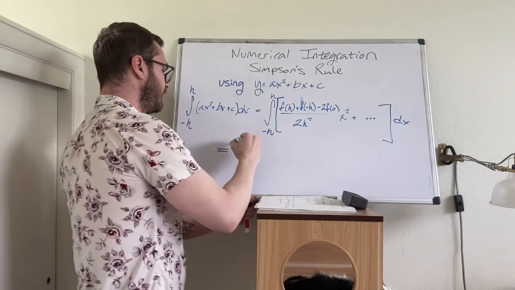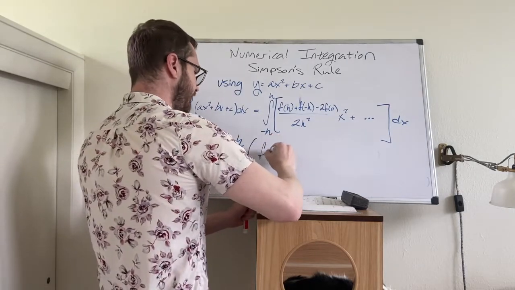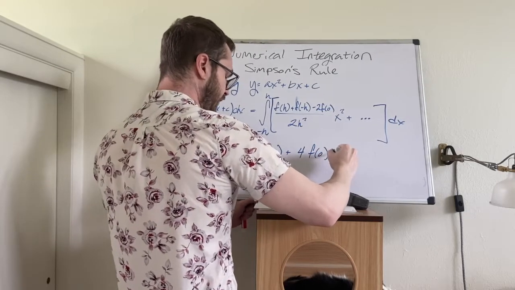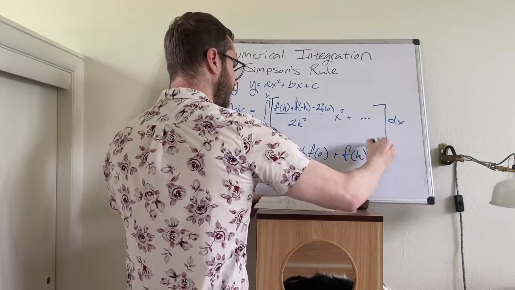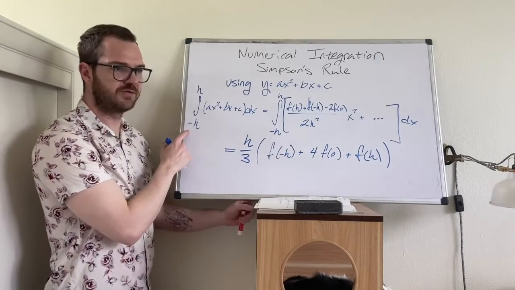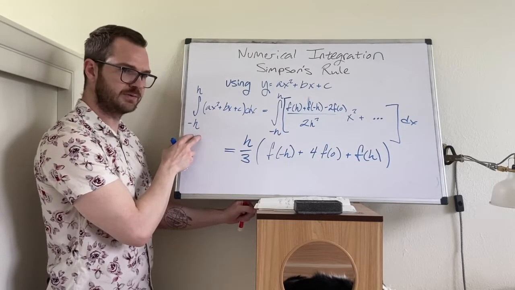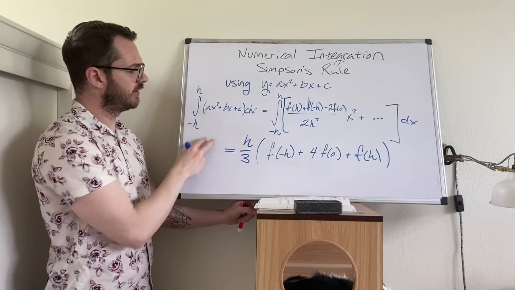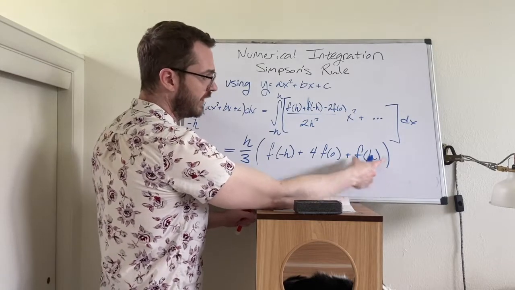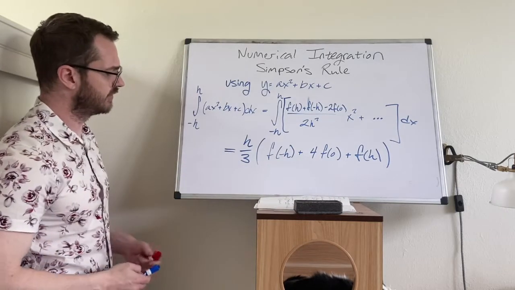So this is equal to h over 3 times f of negative h plus 4 f of 0 plus f of h. Okay. Now again, this was just this little piece of the whole puzzle. For a single section where you're using a second order polynomial, this is what you get. There's a single f of minus h, there's a single f of h, and then we have 4 f0. And then the whole thing is scaled by h over 3.